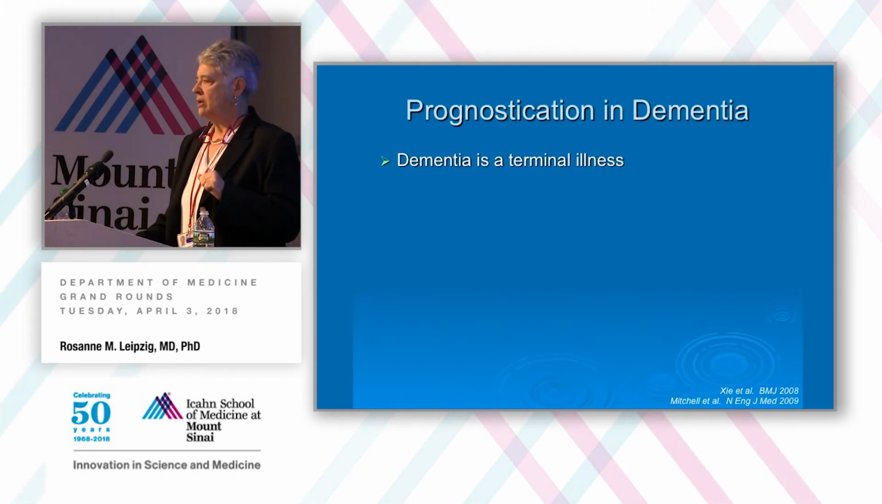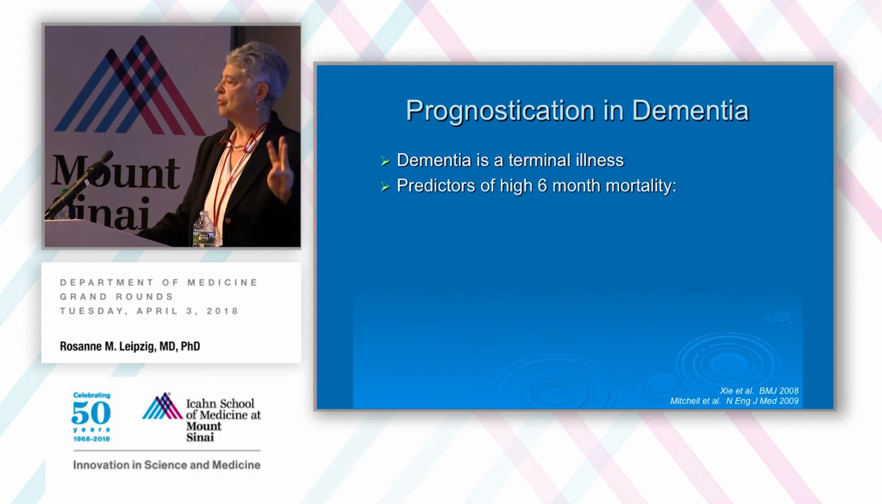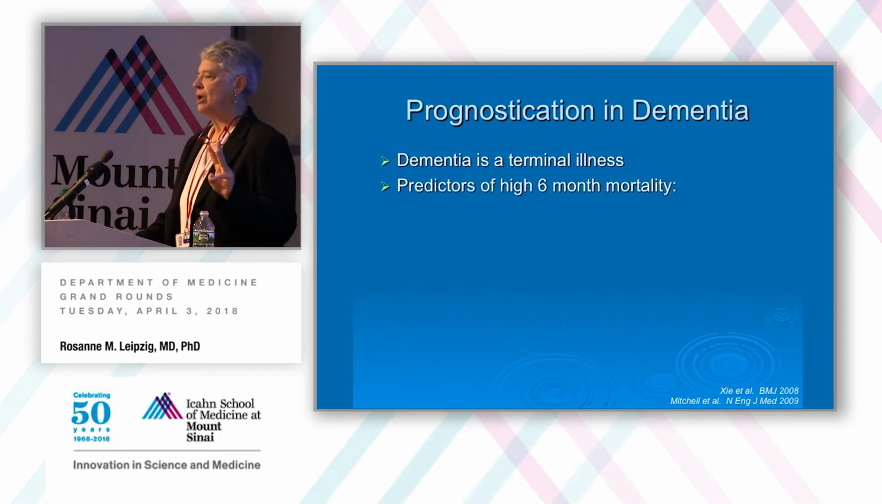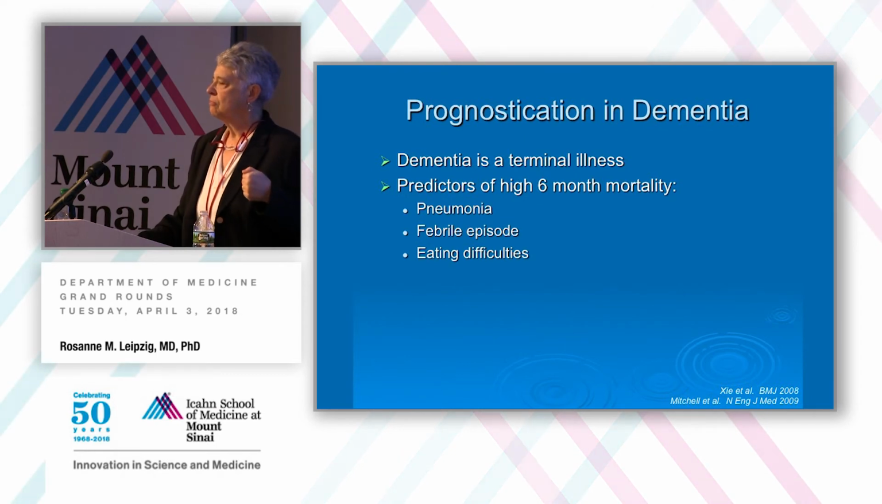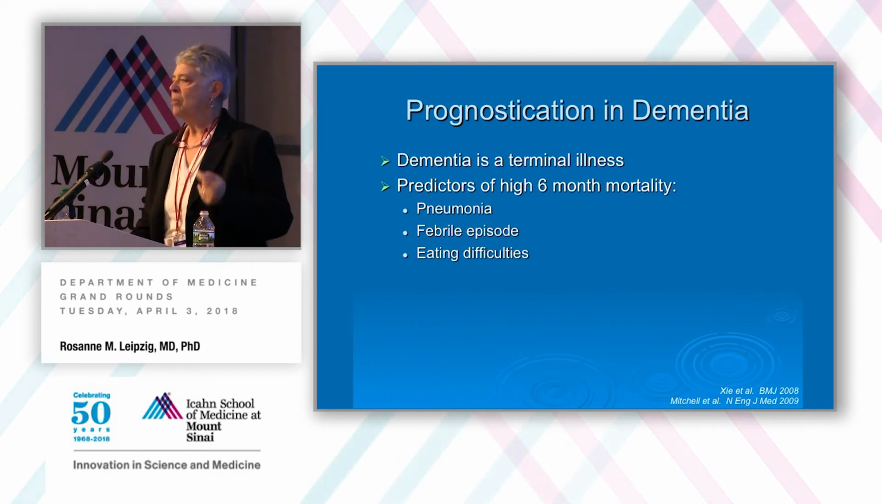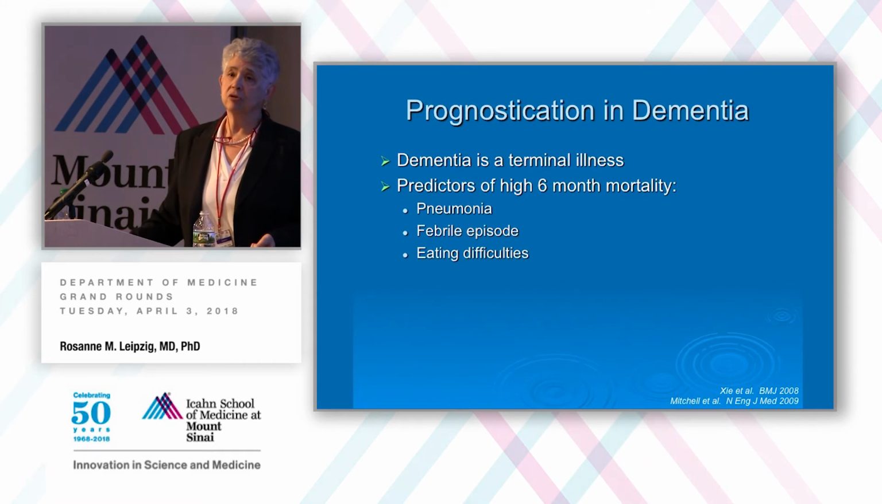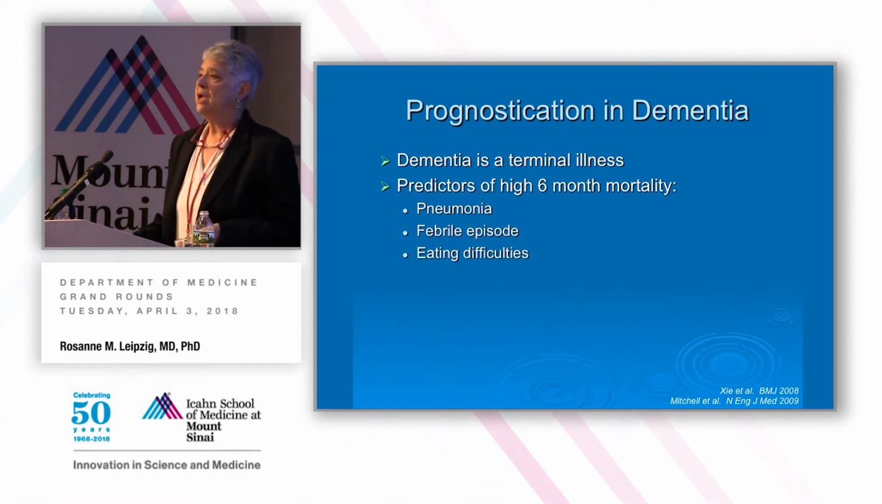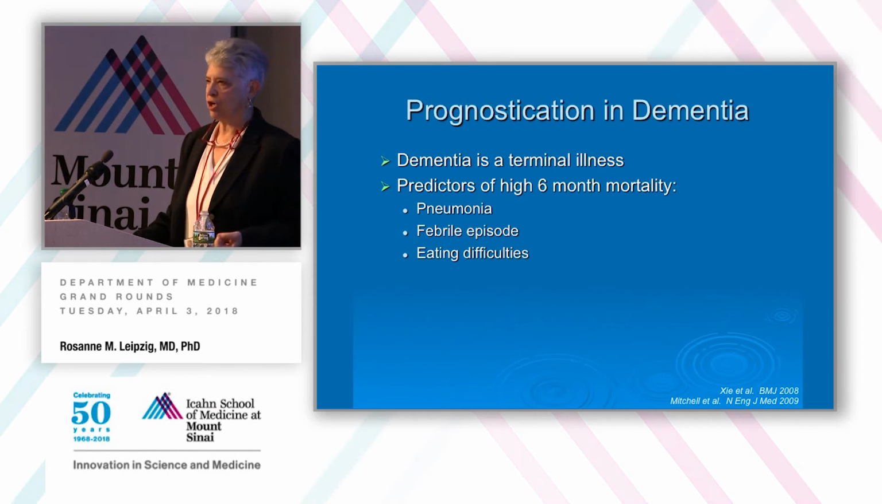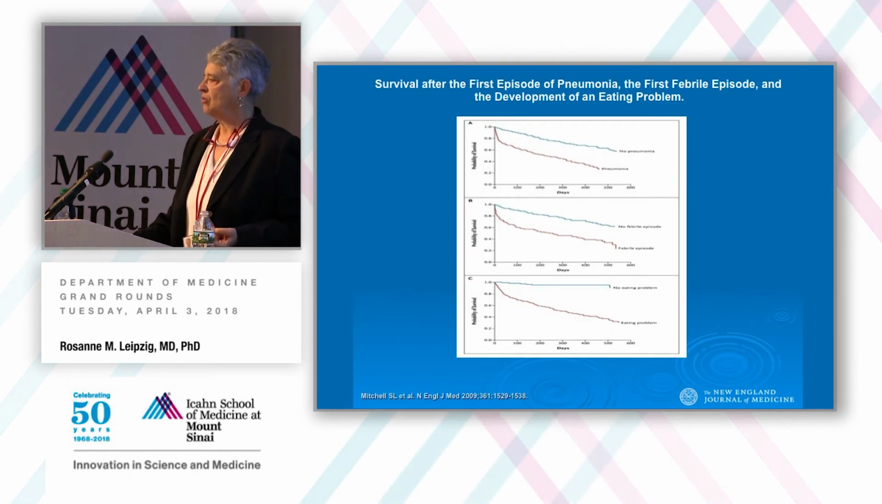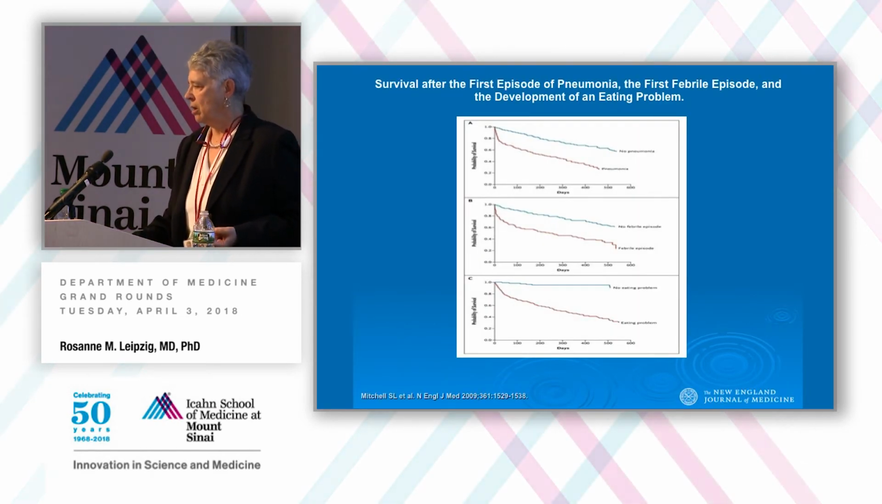So, dementia is a terminal illness. There are three things that are really helpful. When one of my patients gets pneumonia, has febrile episodes, but particularly eating difficulties, I call the family in. It's time for a new discussion. We are on a different trajectory. And these are the data that show you.